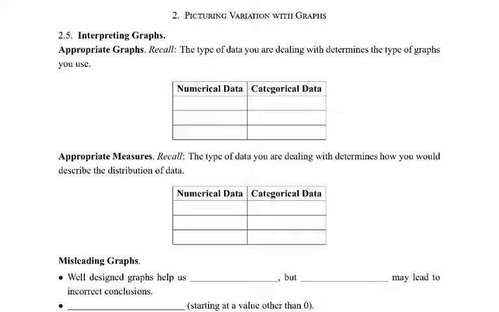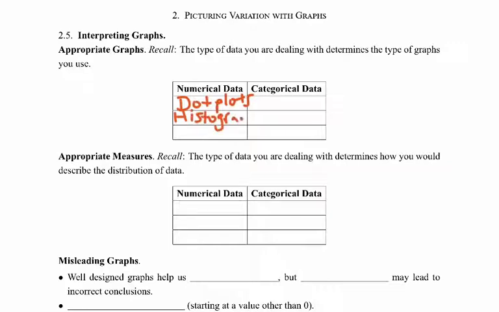Remember what graphs are appropriate when you're working with numerical versus categorical data. So for numerical data, we had three types of graphs that are appropriate to use. Do you remember what the three types were? We've got dot plots, was the first one we discussed. And then the next one was histograms.